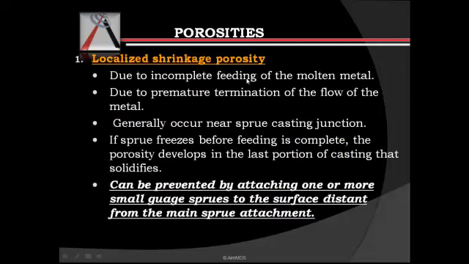Okay, now as we have seen about the irregularities and the surface roughness, we'll next move on to talk about the porosities. Porosities is one of the very important topics as far as MCQs are concerned. So first we'll be talking about the localized shrinkage porosities. As the name says, localized shrinkage porosities.